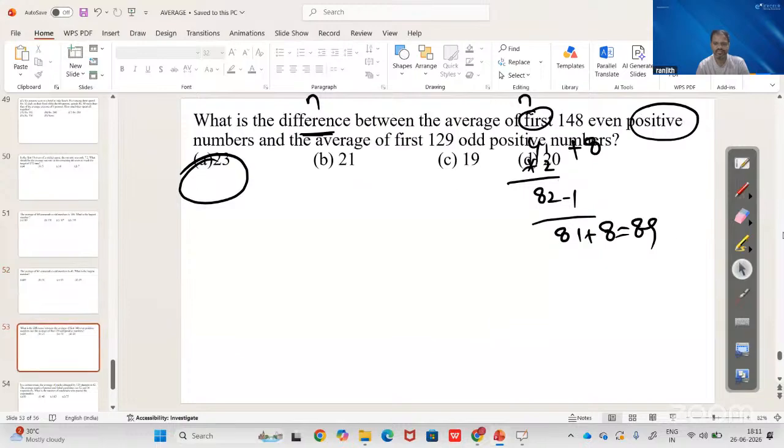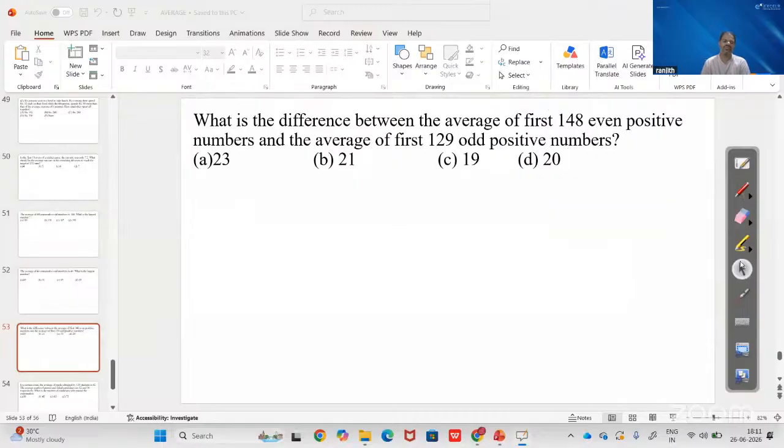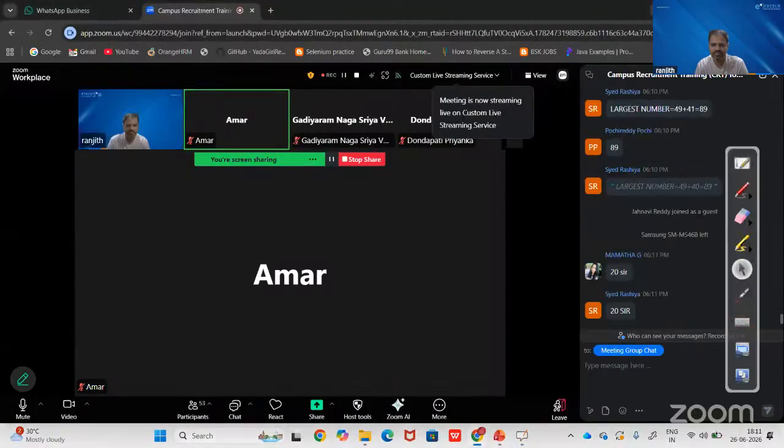Next. So what is the answer here? Yes, the answer is 20.